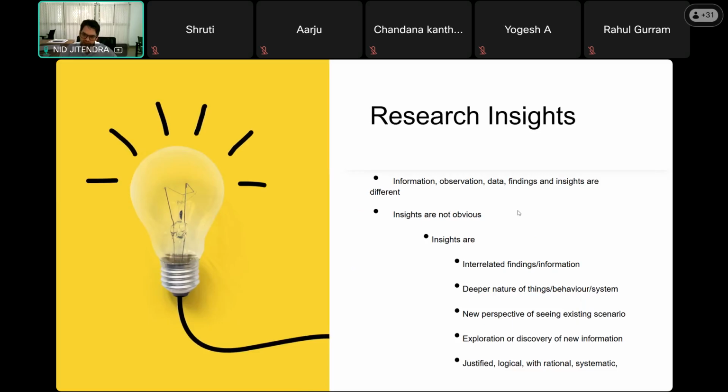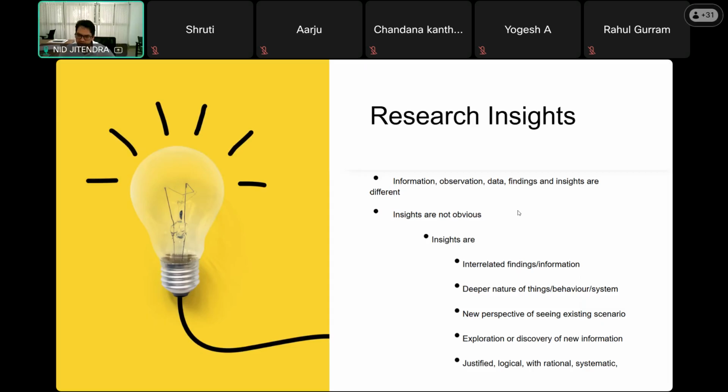They're not obvious, and they are always coming in different ways. Insights are always interrelated, about the deeper nature of things, behavior and systems, and new perspectives of seeing existing scenarios. Many times you are seeing something in a very fixed manner, and then something happens and you start looking at it from other perspectives. Exploration or discovery of new information.